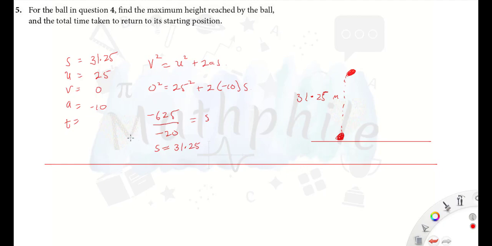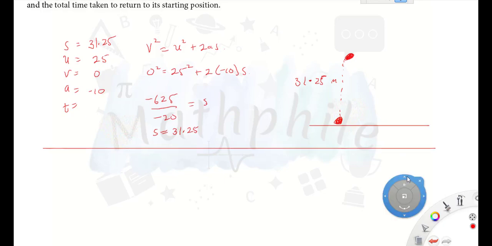Let's find the time it takes the particle to get to that maximum. Or we can use v equals u plus at. That should be very easy. 0 is equal to 25 minus negative 10 t. So the answer should be 2.5 seconds, right? Yes. Okay, so it's taking the particle 2.5 seconds to get to the maximum height.